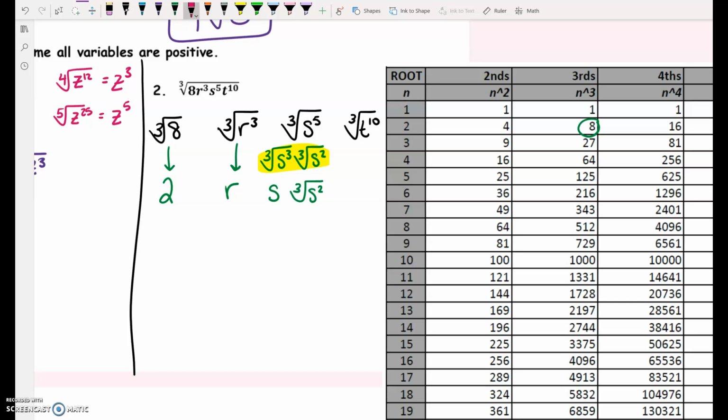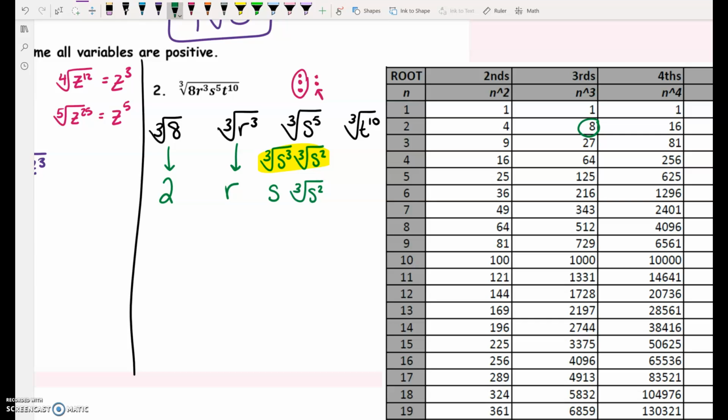If I have s to the 5th, we've got 1, 2, 3, 4, 5. These 3 form this s. These 2 are left over. Those are the 2 that are stuck under the radical. So I use dots to help me organize my thinking so that I know how many full groups of 3 and then how many are left over that are still stuck under the radical.